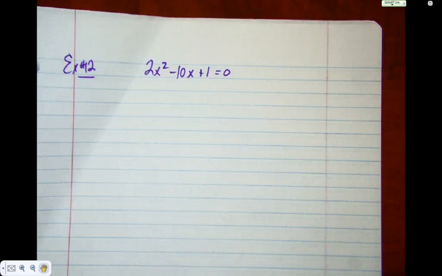So product is the first times the last, sum is the middle. Okay, so factors of 2 that add or subtract to give us 10. It's only 2 of them, 2 and 1. Is there any way I can combine 2 and 1 and get 10? So here's one you can't factor. It's impossible. You cannot use that method. Okay? So this would be a quad formula question.